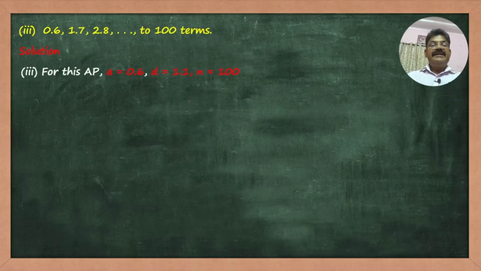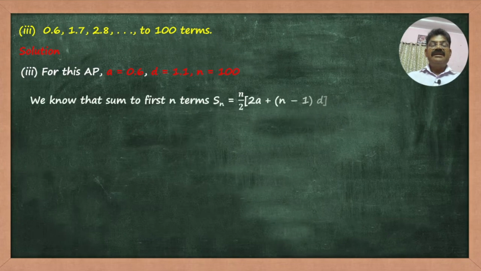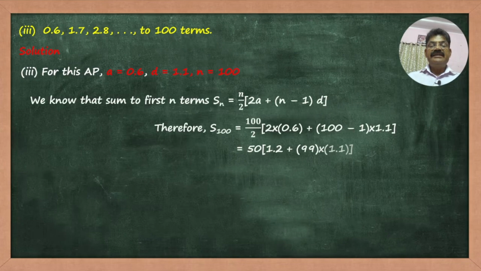Third problem, a is equal to 0.6, d is equal to 1.1, n is equal to 100. You must know how to find d. a2 minus a1 or a3 minus a2, if you write, you will get d is equal to 1.1. Substituting all the values in the formula, you get S100 is equal to 5,505. So it is very simple. You have to carefully substitute the values and carefully simplify without committing any mistake.